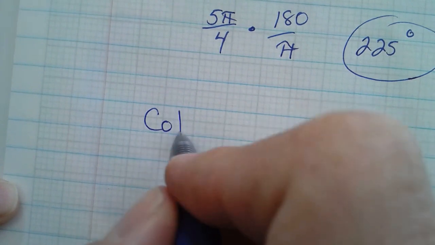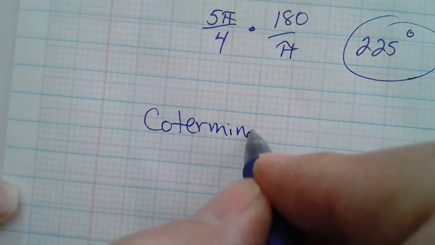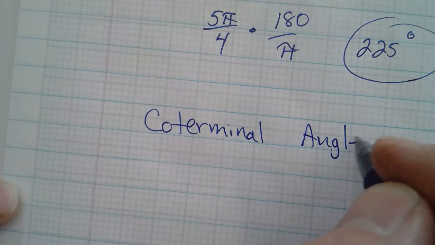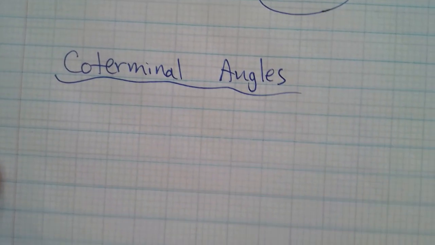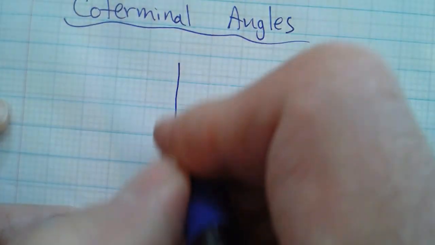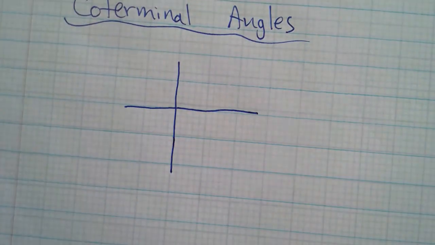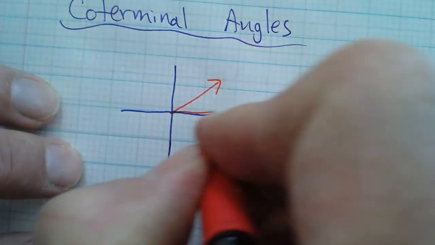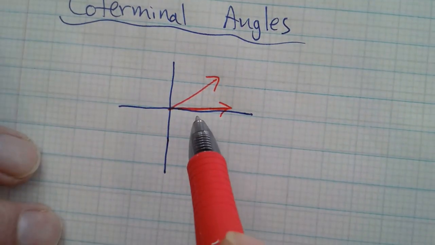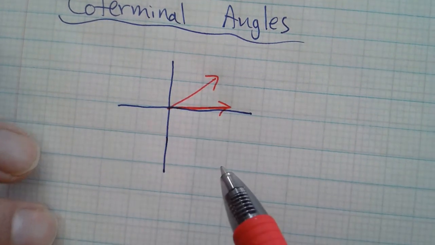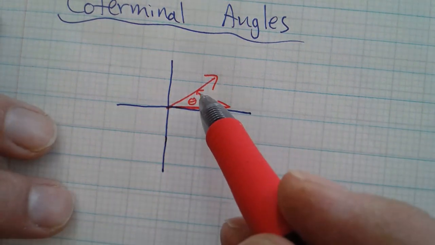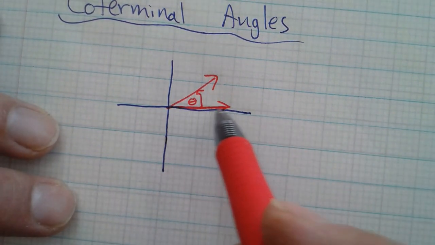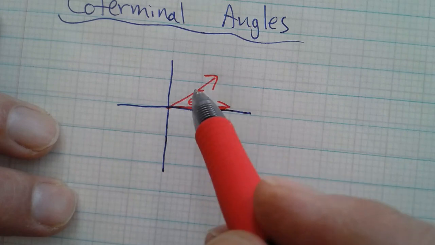And I'm back. All right, so now we're going to talk about coterminal angles. Coterminal angles means they have the same initial side and the same terminal side, but they're different angles. So if I have an angle that is right here, that's my angle. This is my initial, this is my terminal side. So this is my angle, I'll call it theta. We could find another angle that has this as the starting point and that as the ending point.